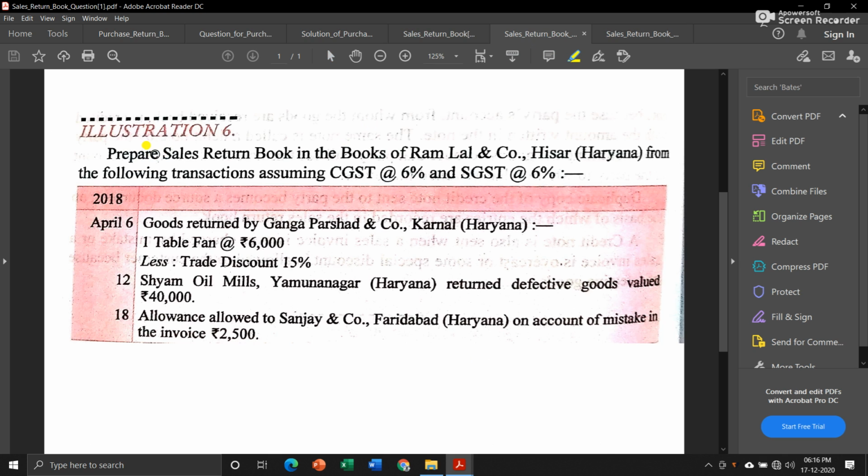In illustration number 6, prepare the sales return book in the books of Ramlal and Company, Hisar, Haryana, from the following transactions, assuming CGST at 6% and SGST at 6%. The business for whom we are going to prepare the sales return book is situated in Haryana. Now let us see the first transaction. On April 6th, goods returned by Ganga Prasad and Company, Karnal, Haryana: one table fan at Rs 6,000, and there is a trade discount of 15%.